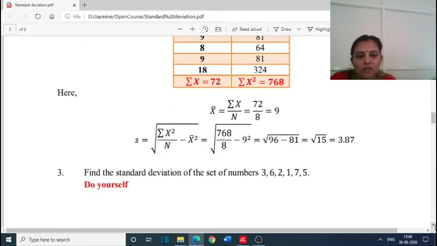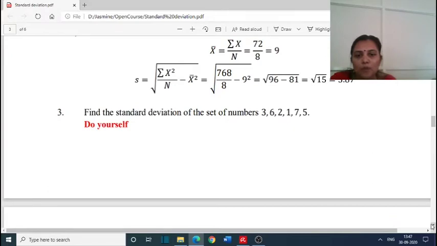So x bar is equal to sigma x by n, which is equal to 72 by 8, which is equal to 9. And s is equal to the square root of sigma x square by n minus x bar square, which is equal to 768 by 8 minus 9 square, which is equal to the square root of 96 minus 81, which is equal to root 15. So the value is 3.87.